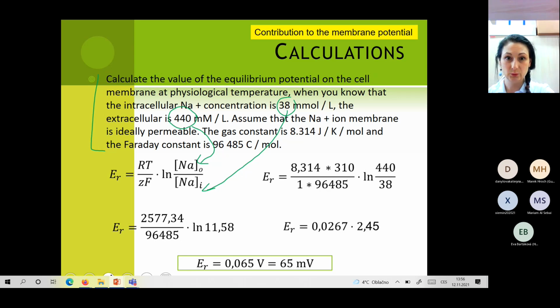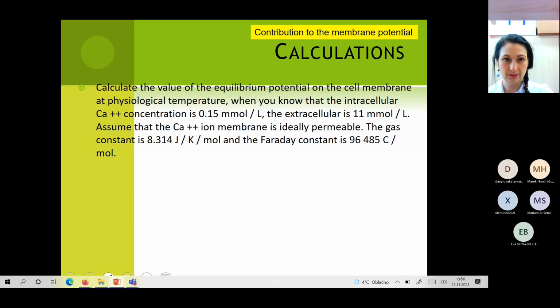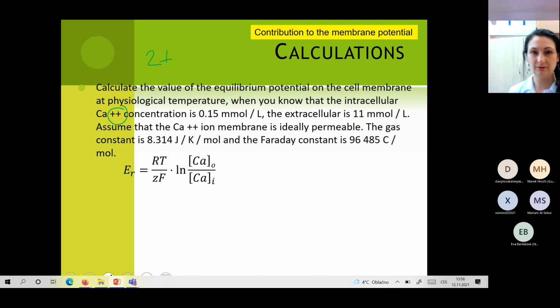Okay. Another one. Get ready. So calculate the value for calcium. Do not forget the charge of calcium. So it's +2. So here you have the equation. So take your time and try to do it.